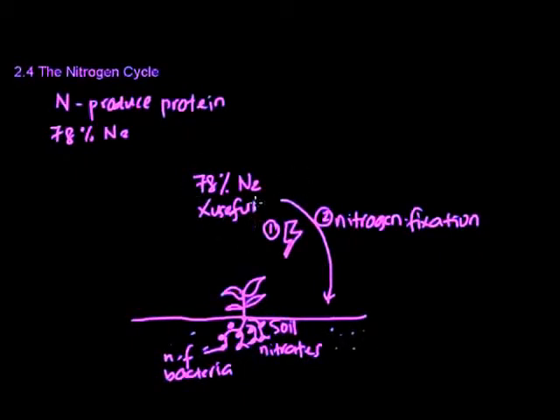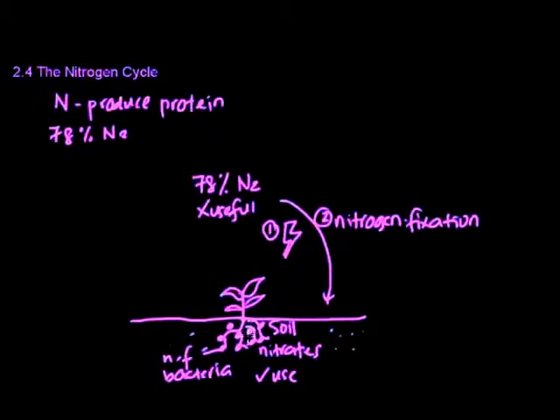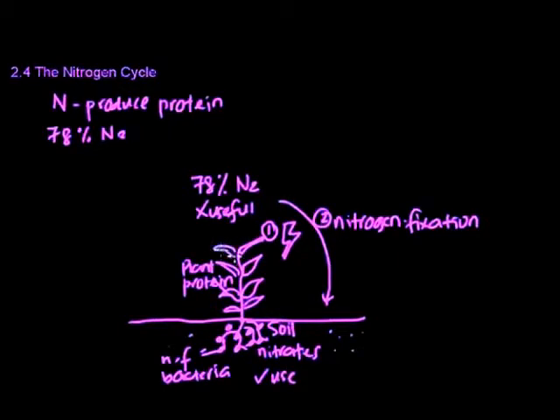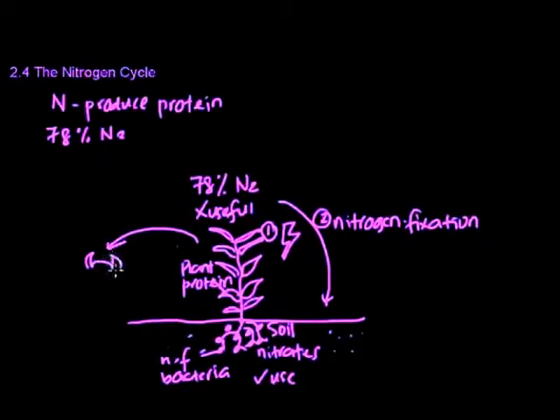After the nitrogen gas has been turned into nitrates, the nitrate is something very useful for the plant, and the plant will absorb it. And when the plant absorbs it, it becomes part of the plant protein. What's the function of protein? It enables us to grow, right? So plant protein will enable the plant to grow. And this plant will be eaten by animals, and it will become animal protein.